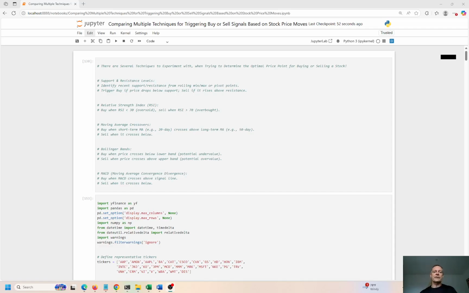Okay. So there are several techniques to experiment with when trying to determine the optimal price for buying or selling a stock. We can look at support and resistance levels. That's topic number one. I'll show you how to do that. Relative strength index. That's topic number two. Number three is moving average crossovers. Okay, we're going to look at 20-day moving averages and 50-day moving averages. Bollinger Bands, they're called. This is one to put in the buy price if the band crosses the lower bound, and sell price if the band crosses the upper bound. And MACD, which is moving average convergence divergence. So this is the moving average over time of the stock, and our stock price is converging and moving together, or they're diverging and moving apart. And that's what we're going to see.